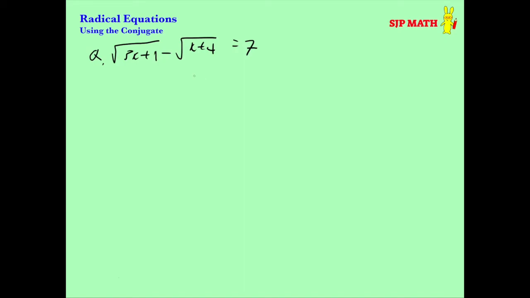So let's say this is A, and let's say this is B, including the radical. Then this expression says A minus B is equal to 7. So let's see what we can do with A and B to get an expression that has no radicals.